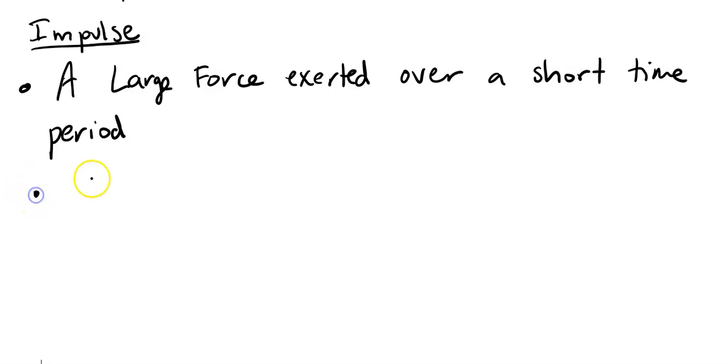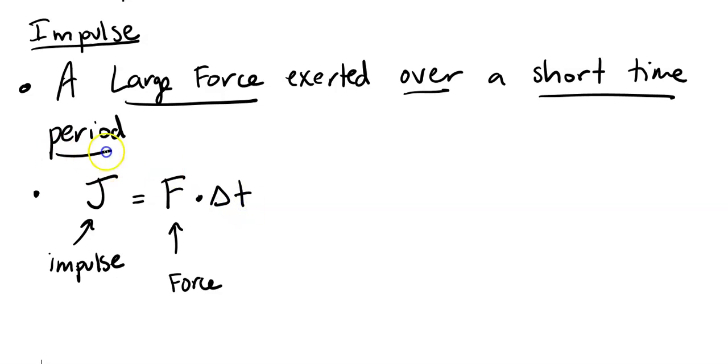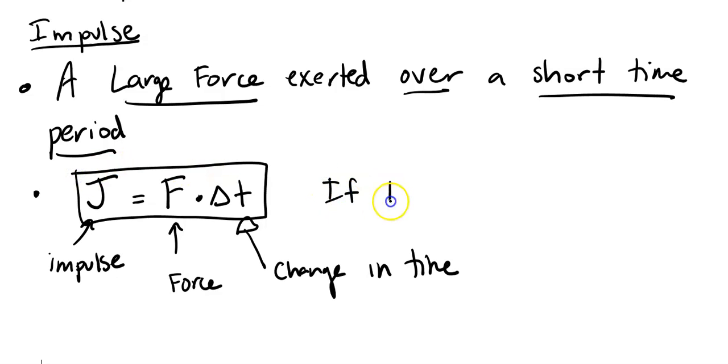Okay, so the symbol we use for impulse is J. So J is impulse, and that is going to be a large force. F is force exerted over, so per means divided by, but over means over that time. So we're going to multiply that times change in time. This is change in time, and this is our equation for impulse if the force is constant. So this is true if the force is constant.